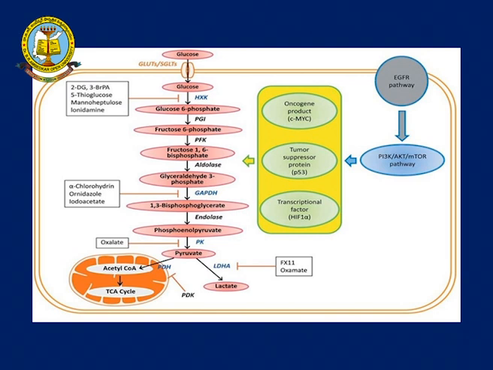This is the structural understanding of the glucose to pyruvate molecule: how glucose enters and becomes glucose 6 phosphate, fructose 6 phosphate, fructose 1,6 bisphosphate, and aldolase presents glycerol 3 phosphate, which will convert to 1,3 bisphosphoglycerate, then phosphoenolpyruvate and the pyruvate molecule.